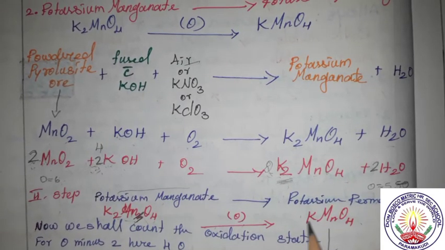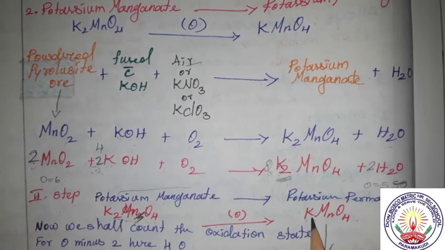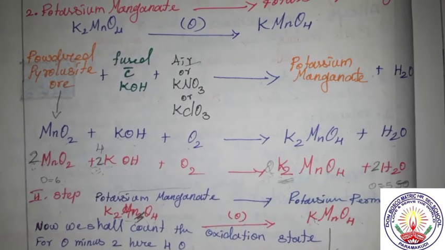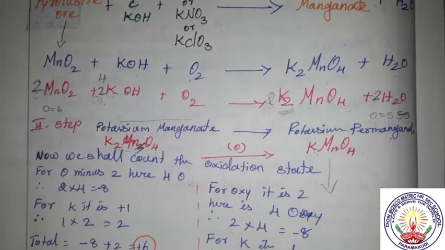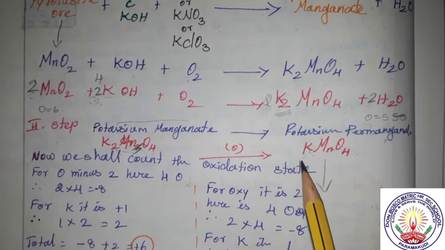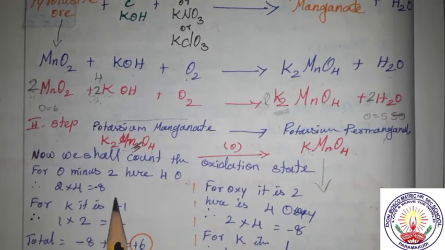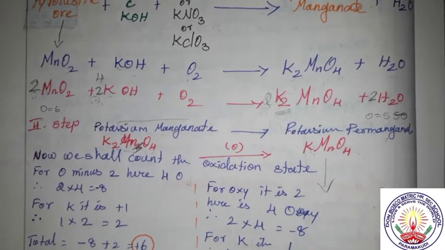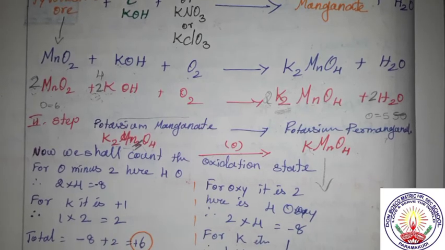So the difference is here there is one potassium, here there are 2 potassium. So potassium permanganate has one potassium. So now we shall see the oxidation, we shall count the oxidation state.